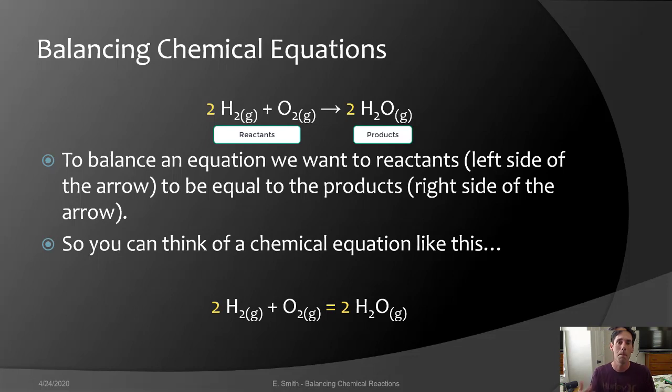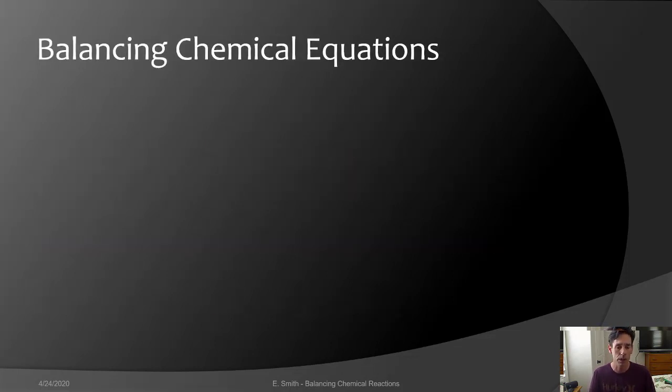So what I'd like to do is go over how we can balance an equation. Here's the equation that we're going to work, and I'm going to show you my mental thinking as I go through this process. I'll be writing on the screen in just a second. So we're going to try one together.